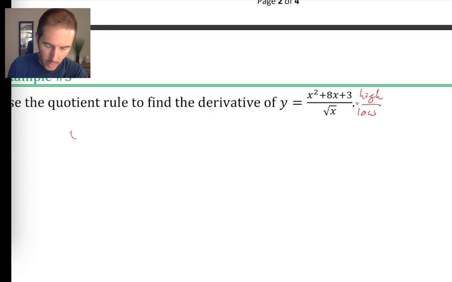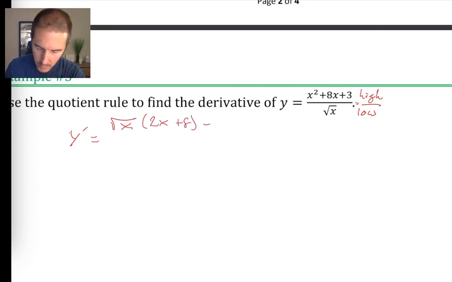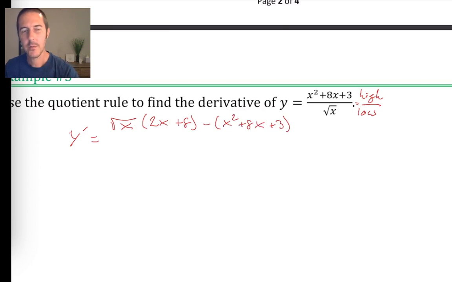All right, so y prime equals the denominator, low, times the derivative of the numerator, minus the numerator, high, times the derivative of the denominator, d low. Low d high minus high d low. So I need the derivative of the denominator.